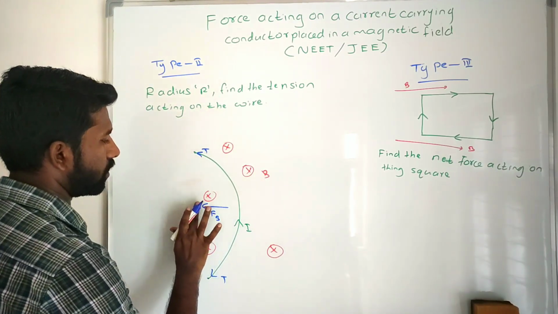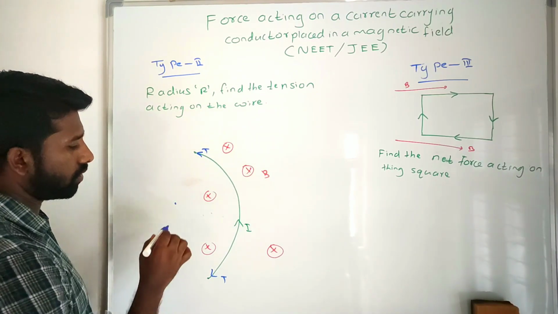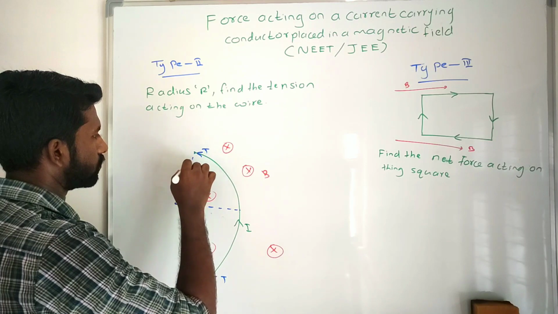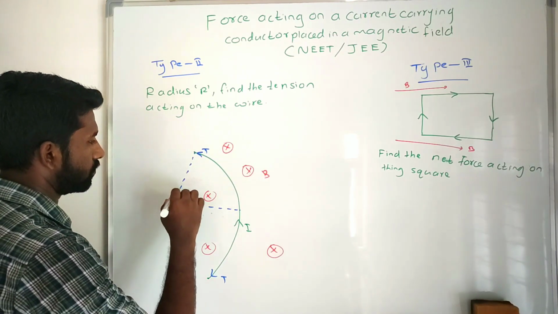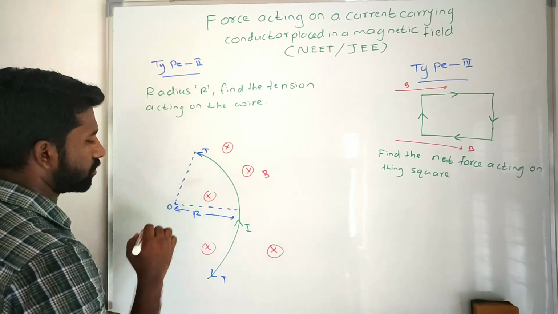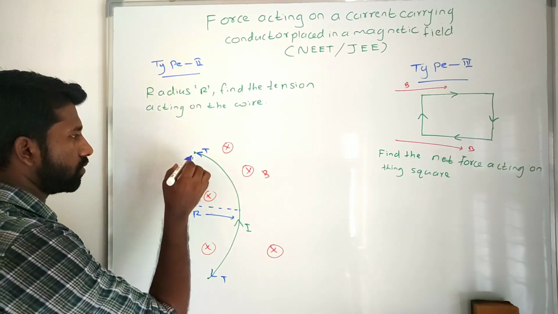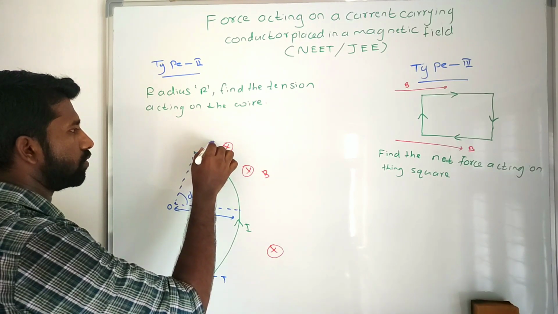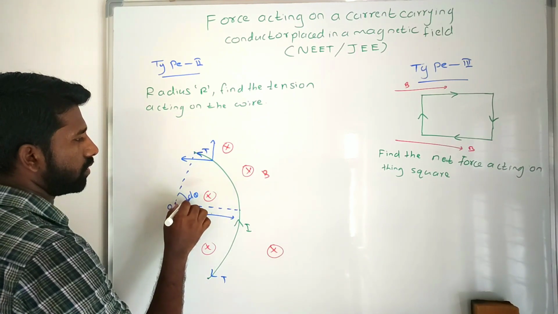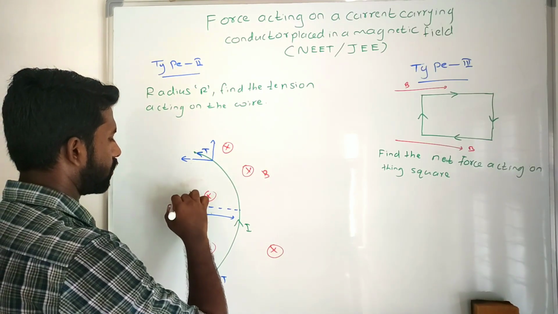For this they have given us the radius r. So I consider this as the center and draw a radius. This is r and this is also r. This is the center, and this angle I am taking as d theta. Now this tension I am going to split into two components, one like this and one like this component.